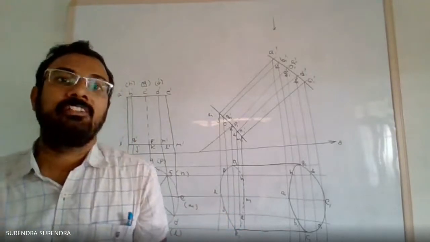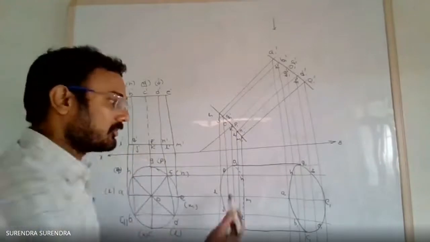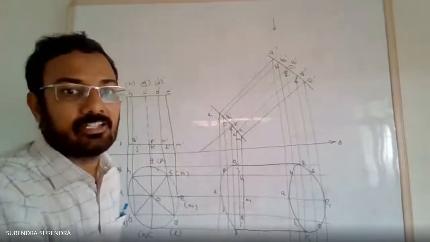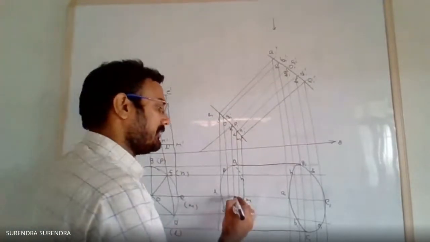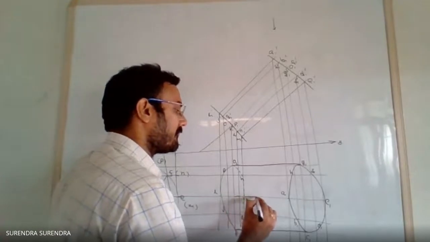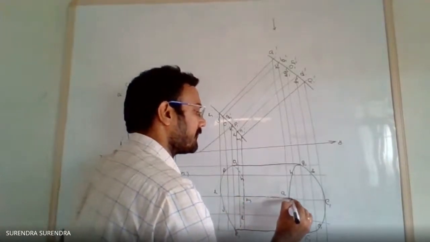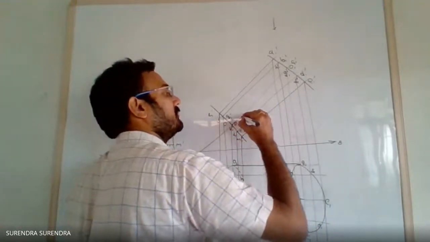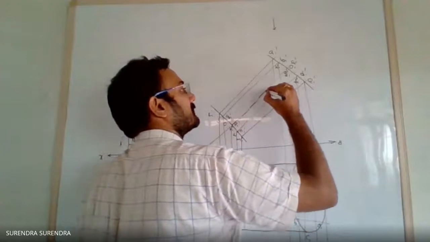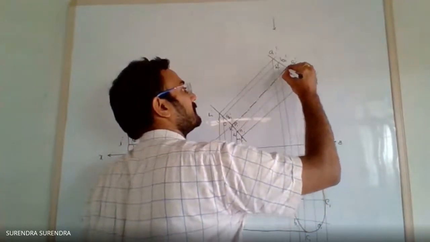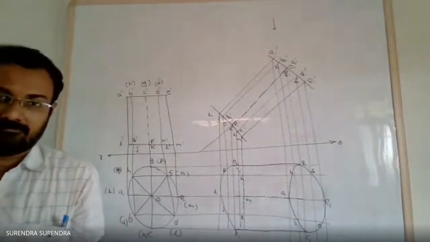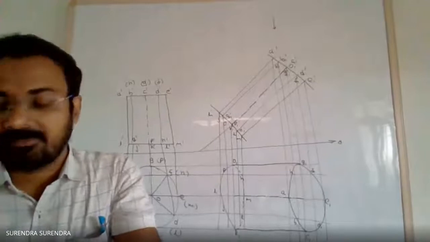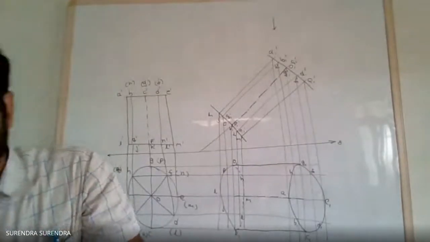The remaining half with a dashed line. The outer one is a continuous line, and the inner one is a dashed line. And finally, the axis. Here also, don't forget to draw the axis. So do you understand this? Or do any of you have doubts?